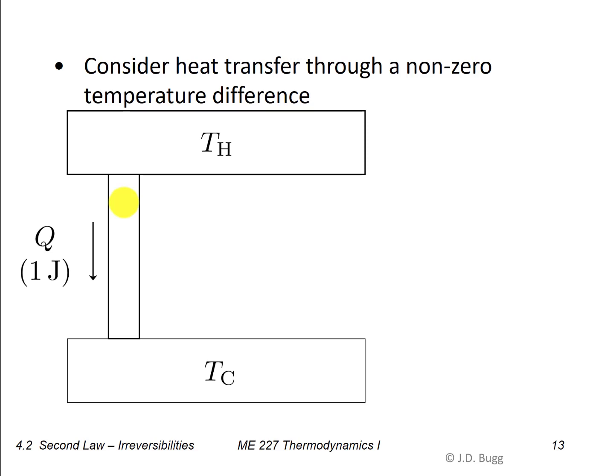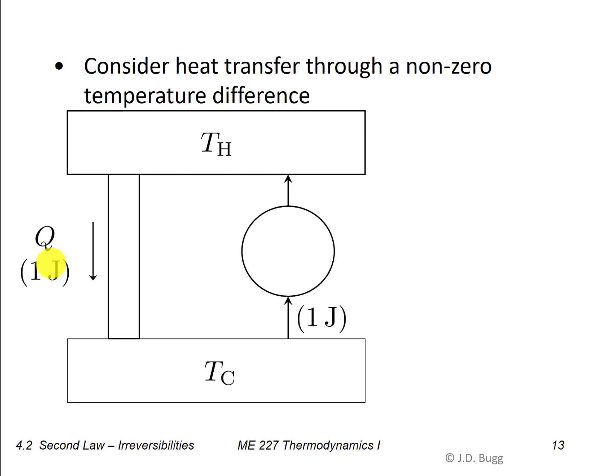So similar to our sudden expansion, we're going to begin by just letting that happen. So we're going to connect our high temperature reservoir with our cold temperature reservoir and allow 1 joule of heat to transfer. We're just putting, let's say, a copper rod between the two of them, and heat is conducting through that rod from the high temperature to the cold temperature, 1 joule. So that's our process. Now we want to see, can we reverse the process?